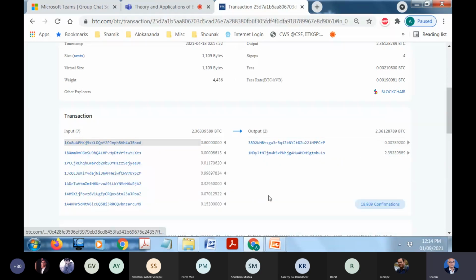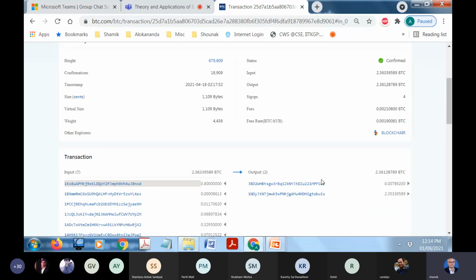Okay, so that 0.8 was here. So many such inputs were combined to make a payment, because this 0.80 is a small amount. So there are many inputs which were received and which were intended to make this payment, okay, to two persons, and so on. So you could check things like this.